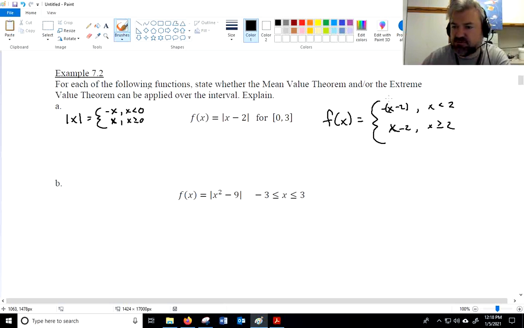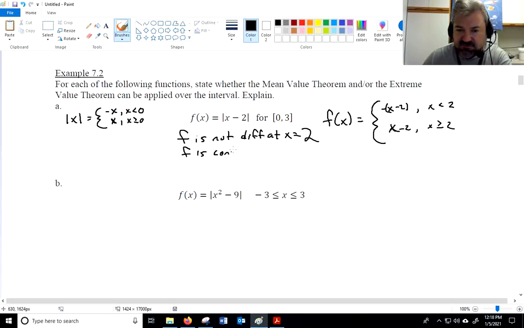So the slope, or the derivative of this function, is negative 1 when x is less than 2, and it is positive 1 when x is greater than or equal to 2. So f is not differentiable at x equals 2. Quite simply, the derivative from the left and right are not the same, so the derivative is not continuous there. But f is continuous on this interval.